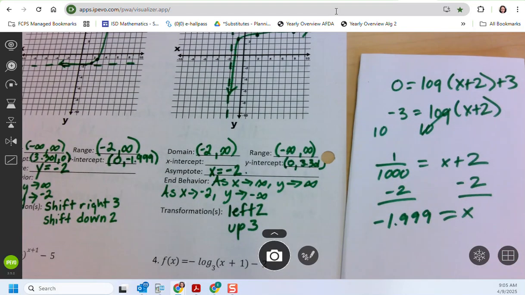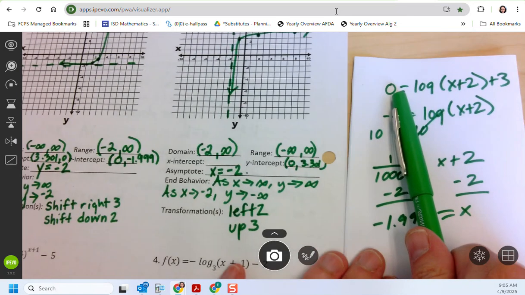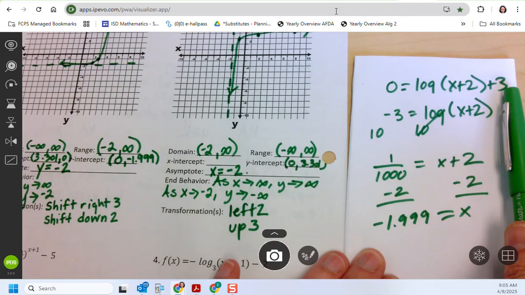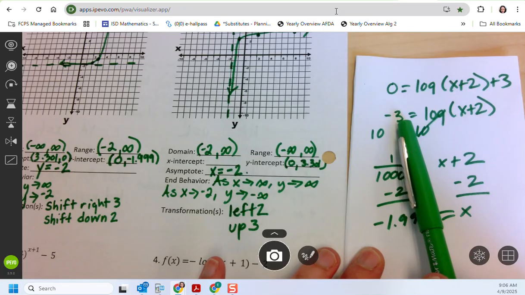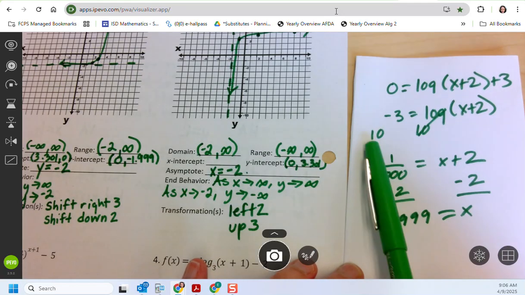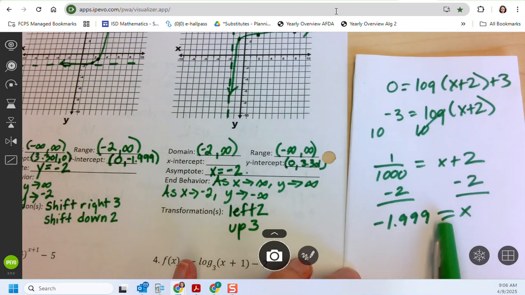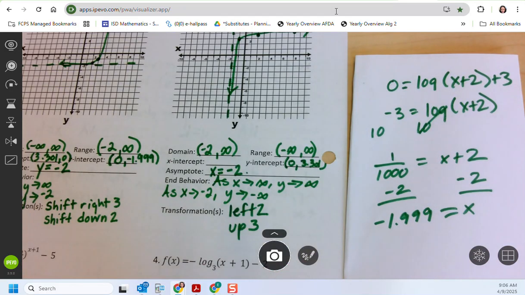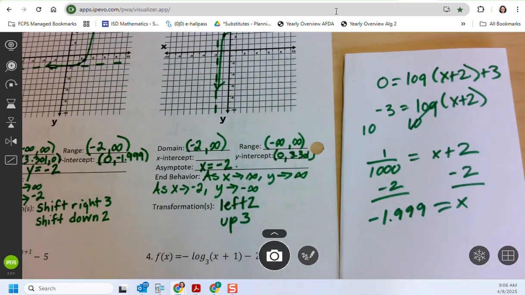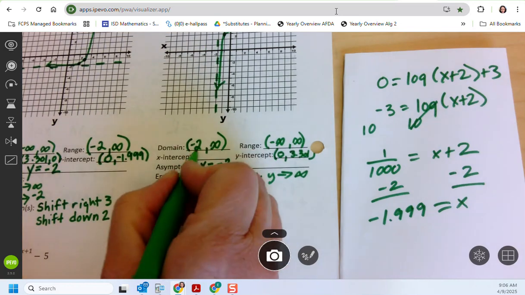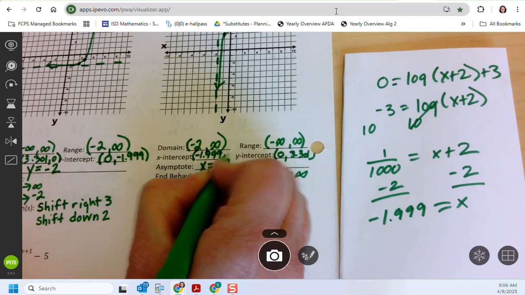All right. When we find our x-intercept, your y value is 0. So I set the y of the function equal to 0. I isolated the log by subtracting the 3. And then I exponentiated both sides, so I made both sides base 10. And then I solved for x. You guys actually have been solving problems like this already. You probably just didn't realize that that's the step you would take to find your x-intercept. So then once I do that, I know my x-intercept is -1.999, comma 0.